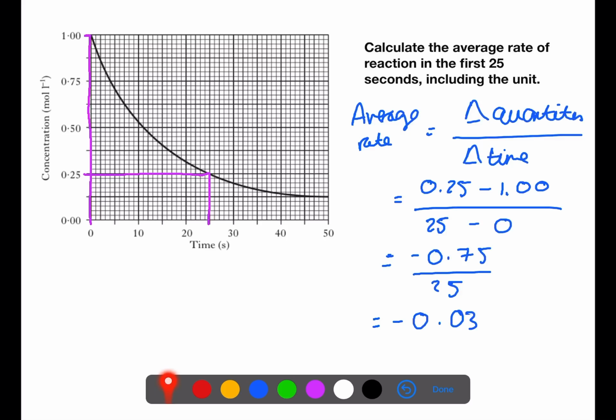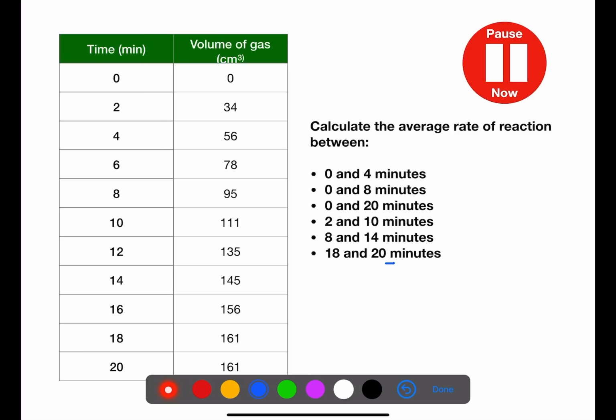As you can see from the graph, this is decreasing, so the average rate will be a reduction as the concentration falls by this value for every second. For the units, we have moles per litre for the concentration and per second for the time. Pause the video now and try these examples.